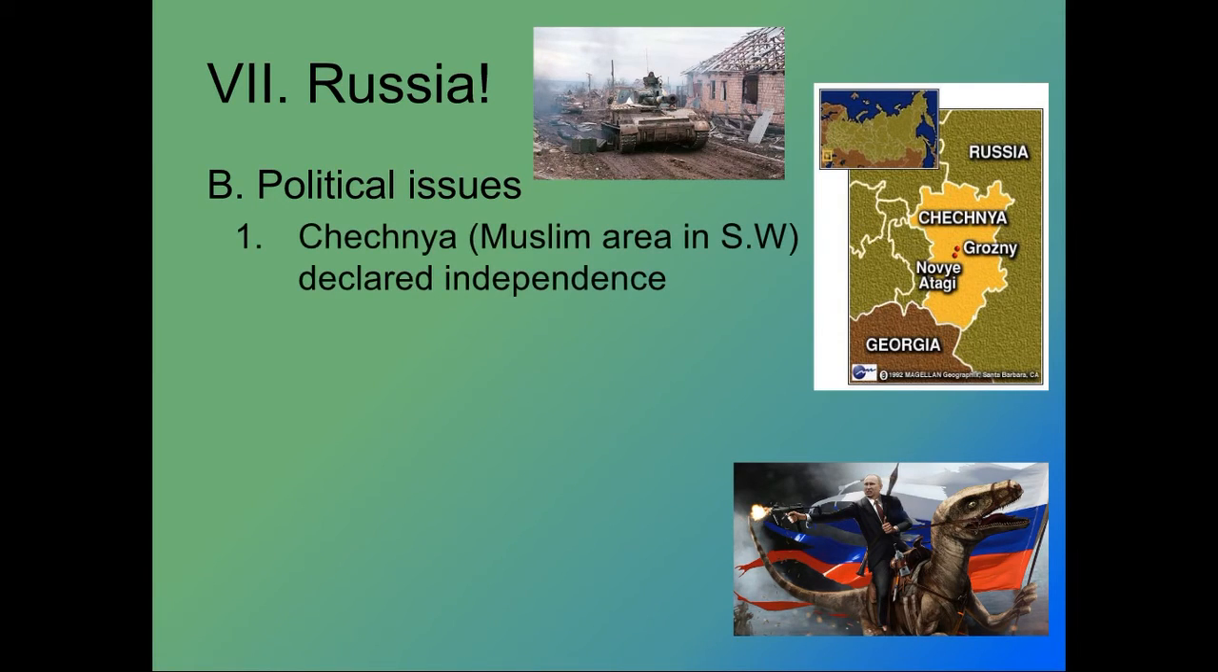Continuing with Boris Yeltsin, continuing with political issues. One thing to note, what else is going on in Russia? They're their own country, but there still are a lot of parts of Russia, especially in southwestern Russia here, who want to declare their own independence. There's a lot of little mini wannabe nation states. One of the biggest, and I think one of the most synonymous, is Chechnya, which is actually a Muslim region in southwestern Russia. They declare their independence in the early 90s and say, we're independent, just like Estonia and just like Moldova.